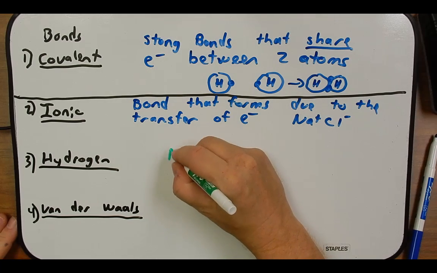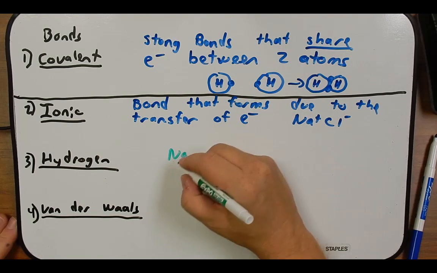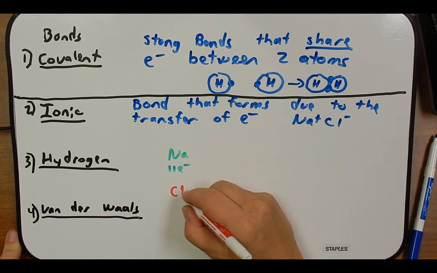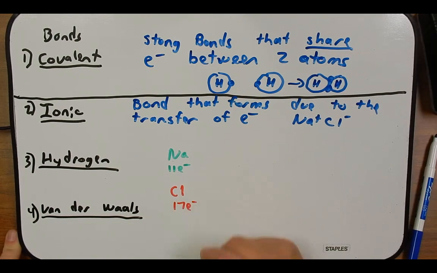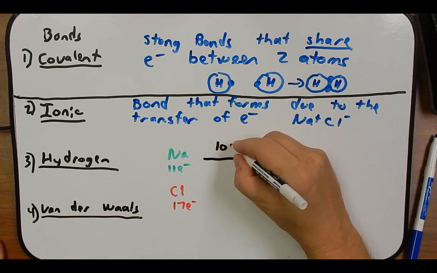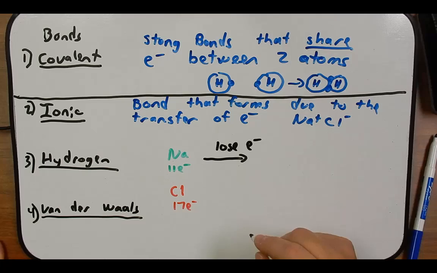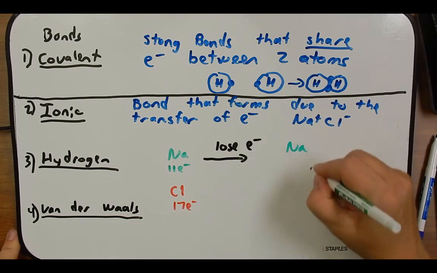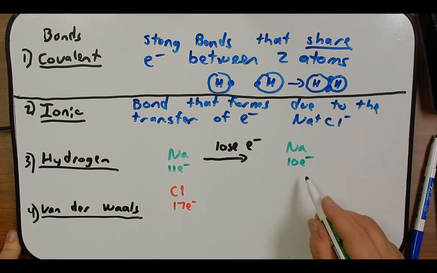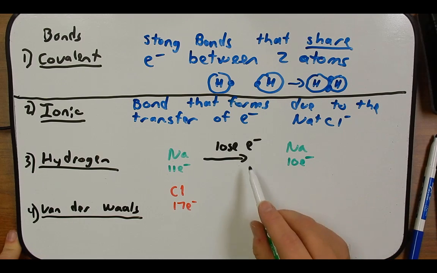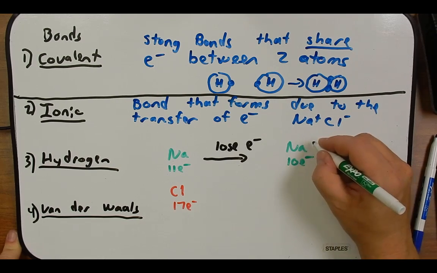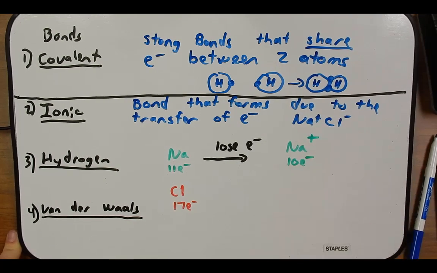Well, sodium here has 11 electrons, and chloride has 17 electrons. The sodium will lose an electron, and now it only has 10 electrons. Now it's going to be less negatively charged because we just lost an electron. The same number of protons are there, so this is going to now be more positively charged.